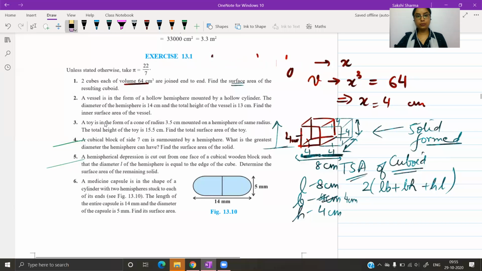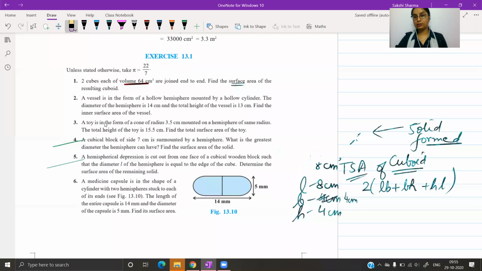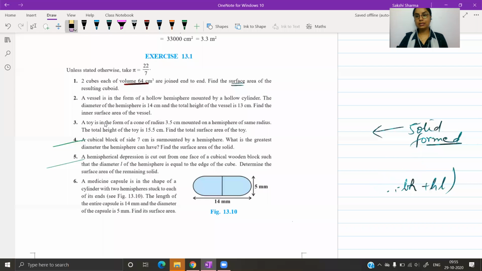Question number 2: a vessel is in the form of a hollow hemisphere, so it's empty from the inside, just like a bowl. It's mounted by a hollow cylinder. The diameter of the hemisphere is 14 centimeters and the total height of the vessel is 13 centimeters. You have to find the inner surface area of the vessel.